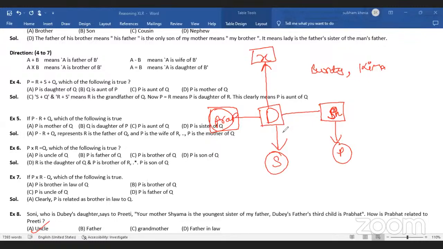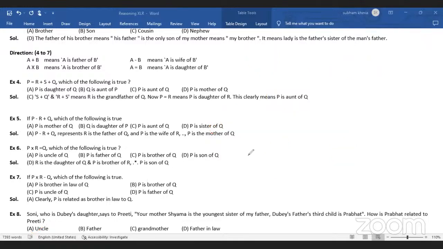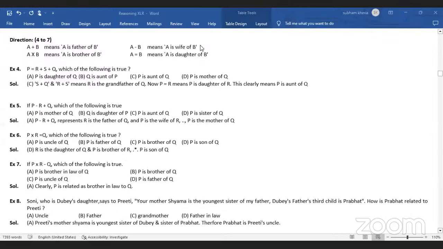Okay. Don't go into that deep since you are not giving CAT exam or banking exam, right? You will be asked direct questions. You will not be asked that kind of tricky questions. Okay. So let's proceed. Yes. Let's see the next question.